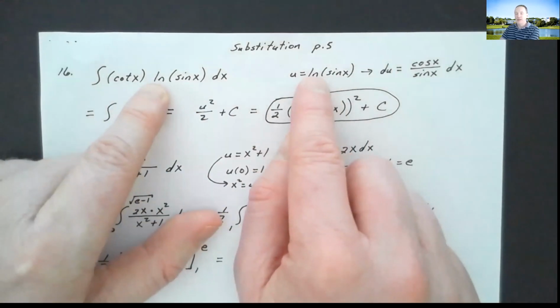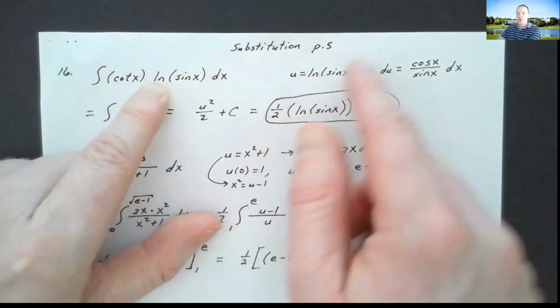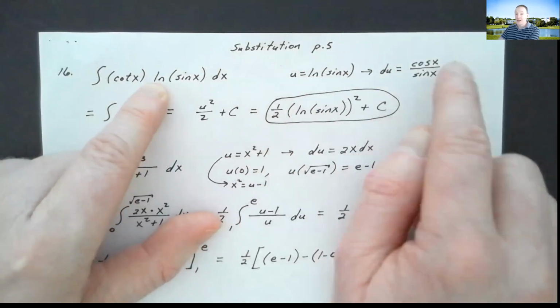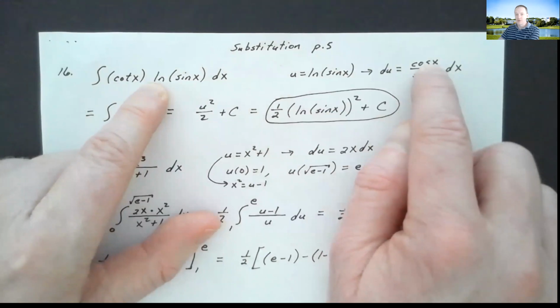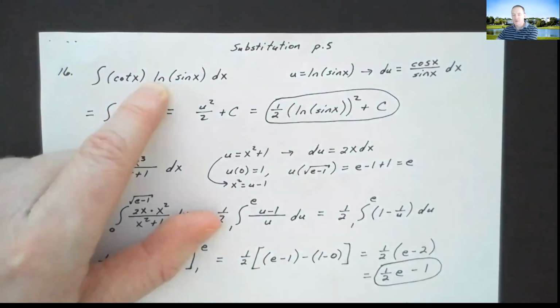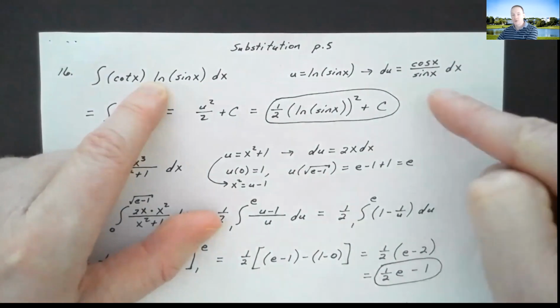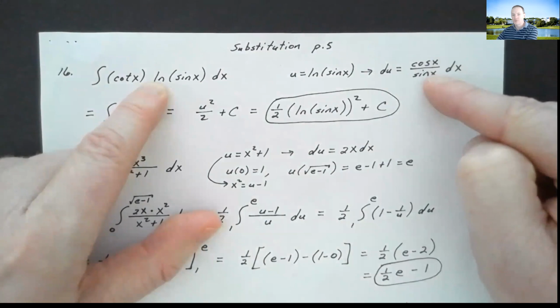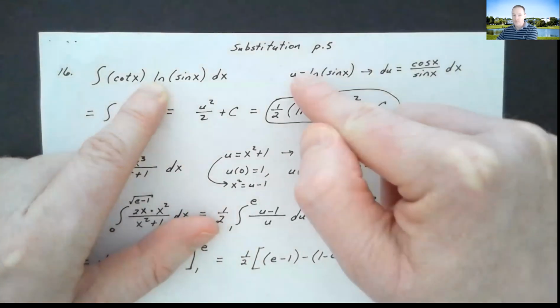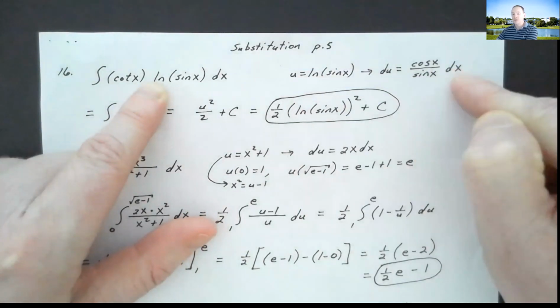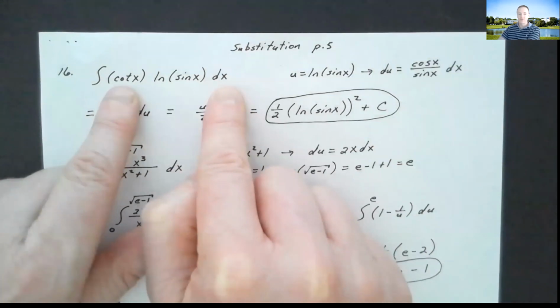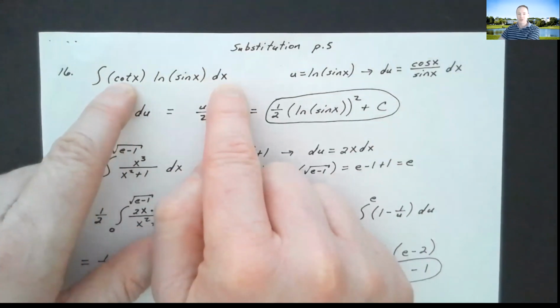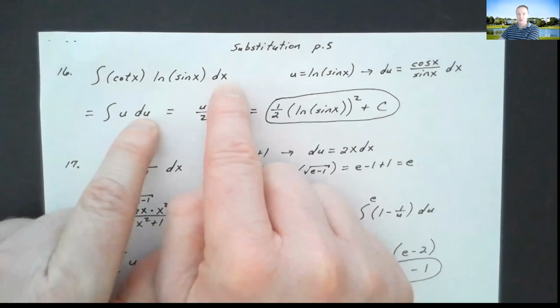Notice when I did that, notice why I did that. I said the derivative of any natural log is going to be 1 over what's inside the logarithm times the derivative of what's inside the logarithm. So the derivative of the natural log of sine of x is 1 over sine of x times the derivative of sine, which is cosine x. I'll get cosine x over sine of x. Well, cosine over sine, that is cotangent. So in other words, the derivative of u is cotangent x dx. I have a cotangent x dx in my problem. That cotangent x dx all becomes du in this step.